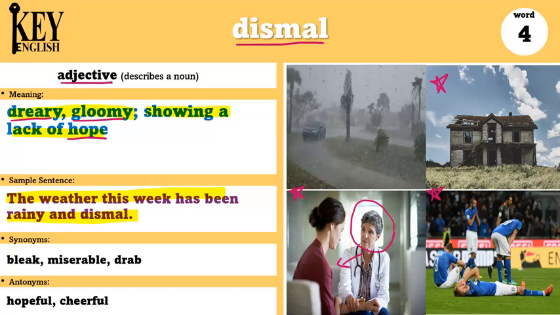And I could also say, the team lost every game and their season was dismal. So during a season, a team has many different games that they play. If this team lost all the games, then we can describe their soccer season as being dismal. There's no hope for them. Some synonyms are bleak, miserable, and drab. Antonyms are hopeful and cheerful.